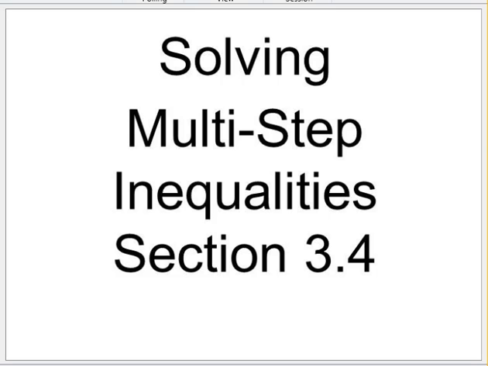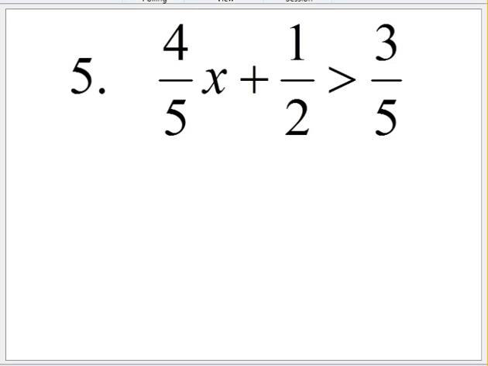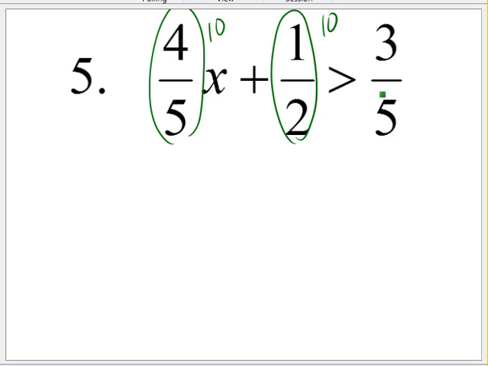I have 3 more examples for multi-step inequalities. My first one has 3 fractions in it. Looking at the denominators, I have a 5 and a 2. My least common denominator then is 10. So I'll circle each term, multiply each term times 10.